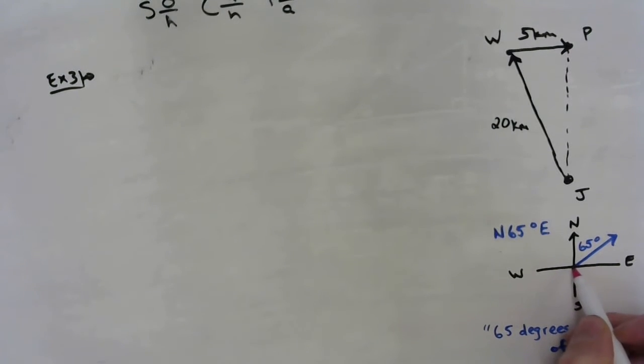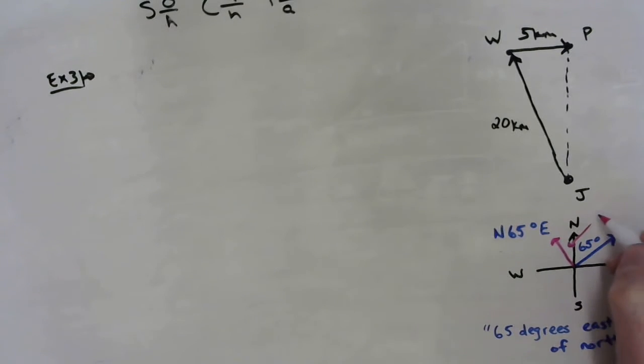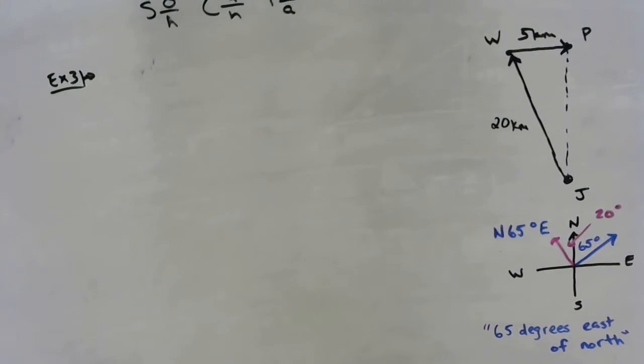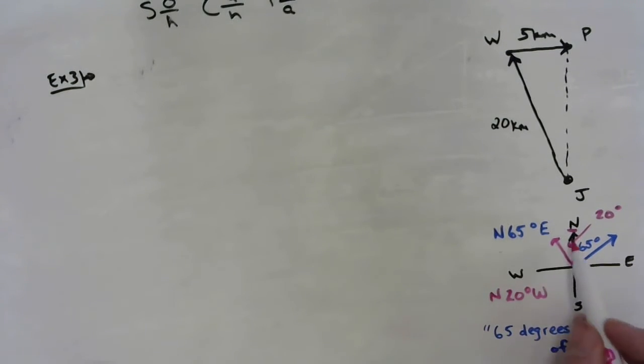Just as a little extra one. Let's say this angle in here is 20 degrees. How would I write that? Well, I'd say it 20 degrees west of north, and I would write it as N 20 degrees west. Okay? And you can do this for angles heading northwest, northeast. You can also do it for angles heading south.